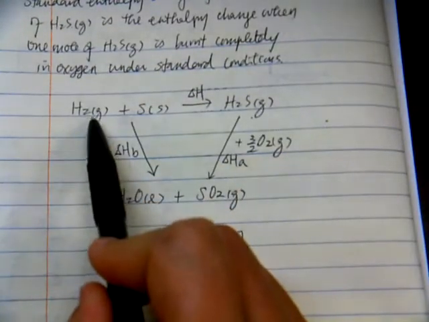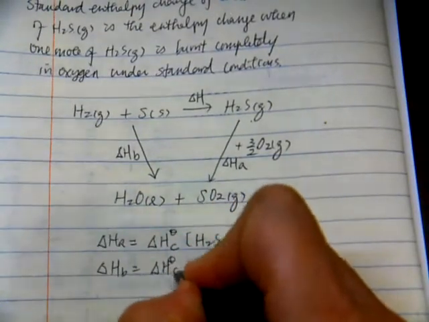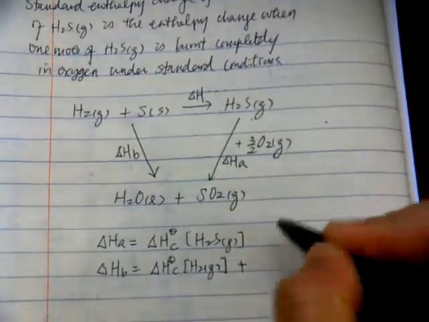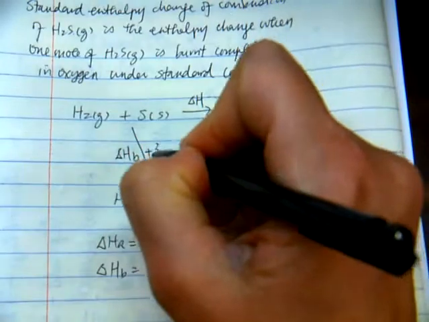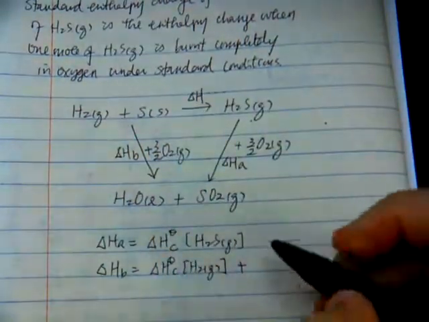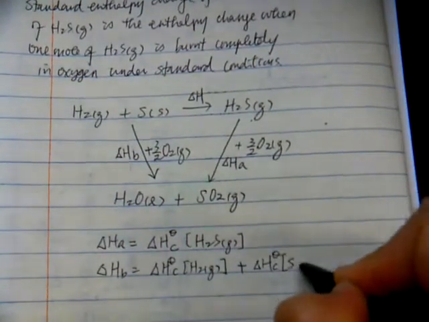combustion of H2, 1 mole of H2. That means combustion of H2 plus S. We need to balance the equation. We need to put 3/2 O2 on the equation. Combustion of sulfur.